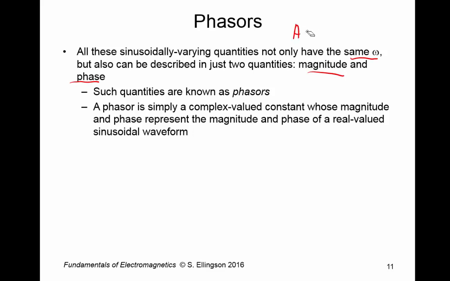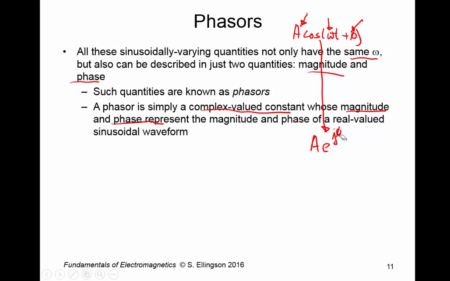If I have some quantity, A cosine of omega t plus phi, I know omega is not going to change because of the linearity of the system. The only two things that can change are the magnitude A and the phase phi. So these quantities are referred to as phasors. A phasor is simply a complex valued constant whose magnitude is the magnitude of the waveform, and whose phase is the phase of the waveform, but I can represent it using a constant. So the phasor representation of this quantity would simply be A e to the j phi.